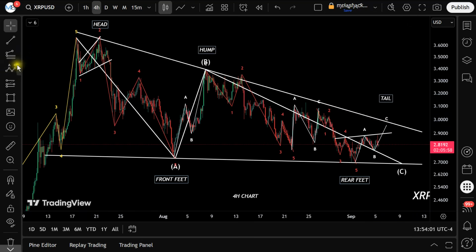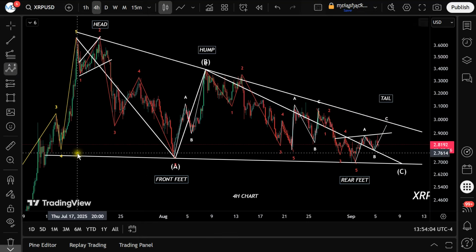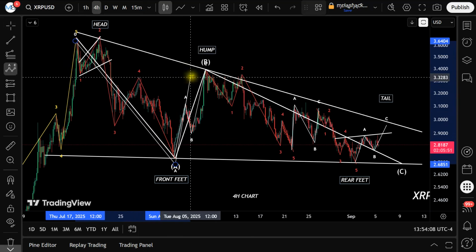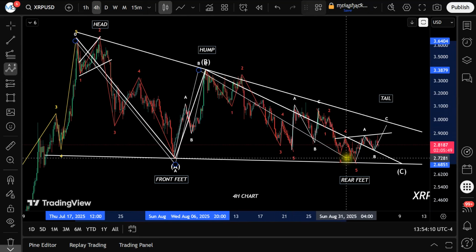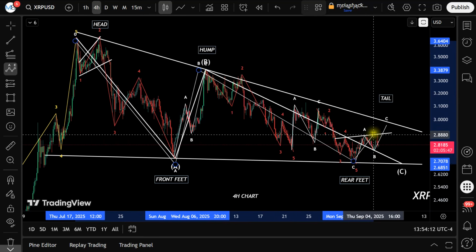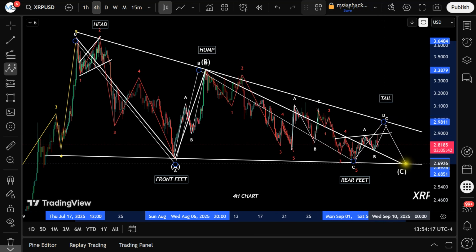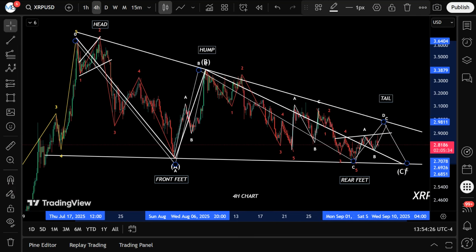But what this actually has turned out to be is an A, a B, moving down to a C. We're currently working on the D. Now we're going to come down for an E, essentially forming what you could call a descending triangle. Now these 5-wave patterns occur with an Elliott wave on the 4th wave.